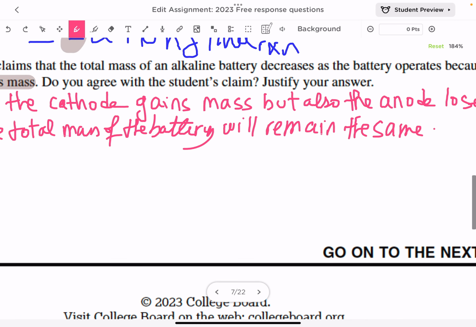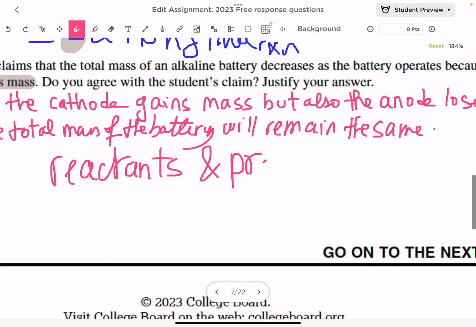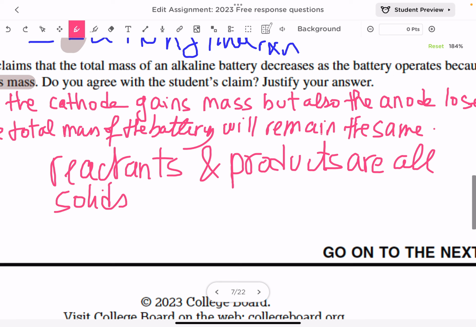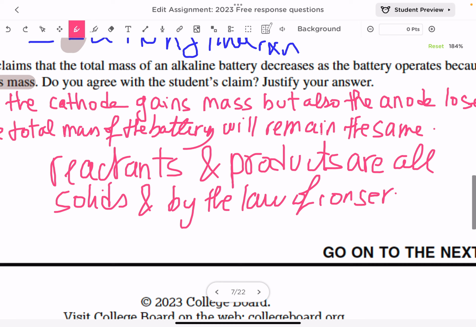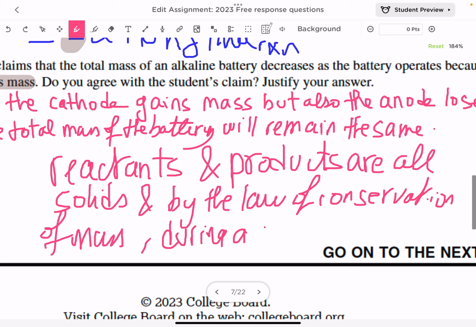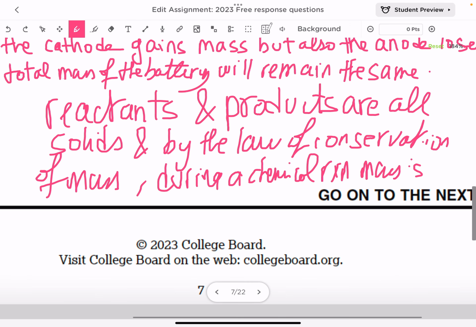Anyway, in a chemical reaction, you can also mention the law of conservation of mass. Reactants and products are all solids, and by the law of conservation of mass, mass is conserved during a chemical reaction. Mass is conserved, and that's it. Here you earn a full mark.